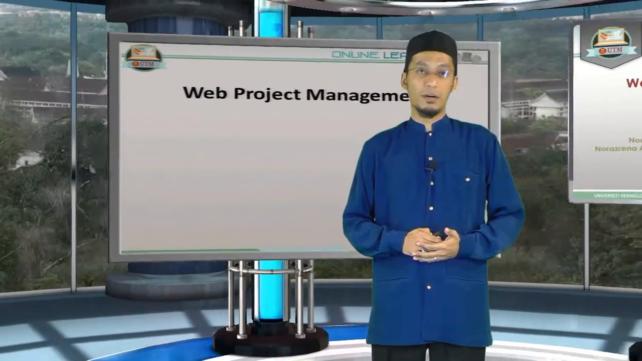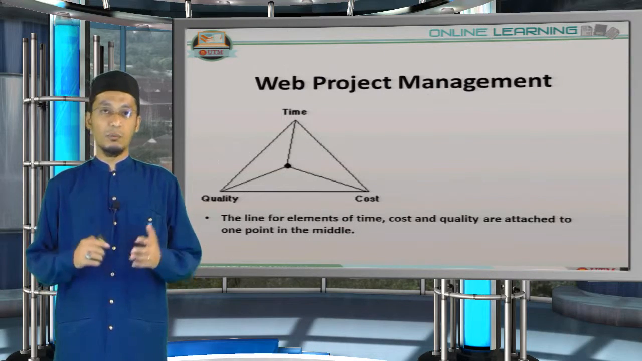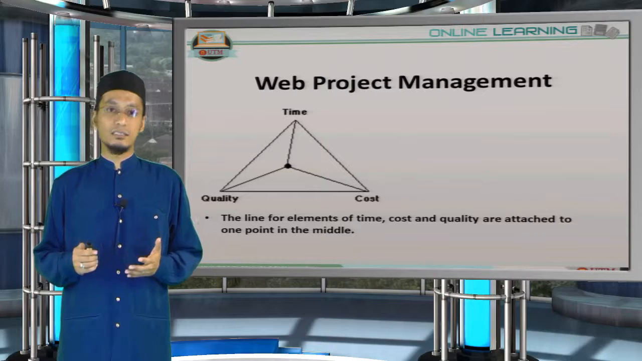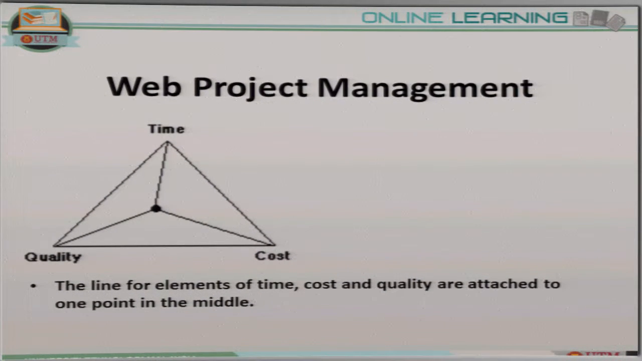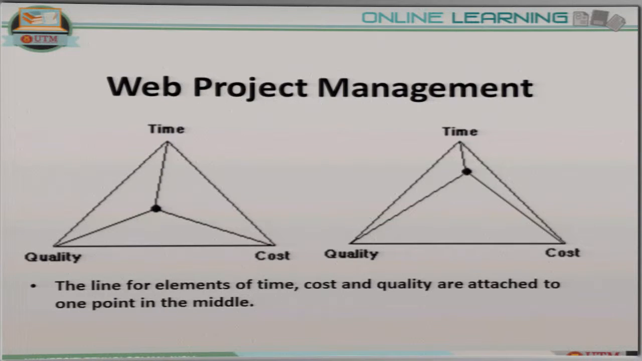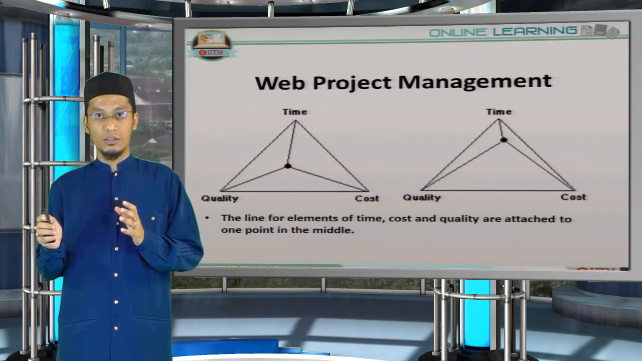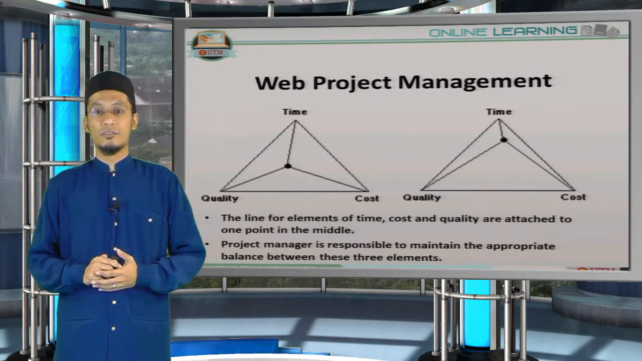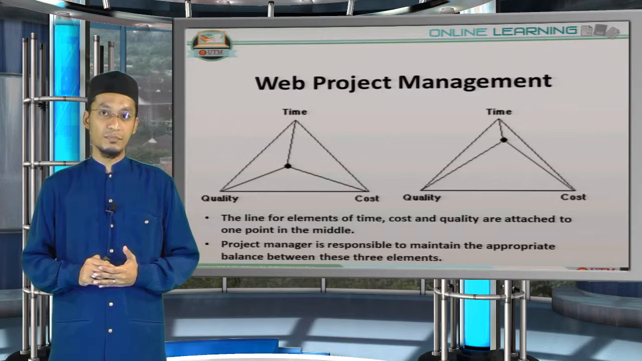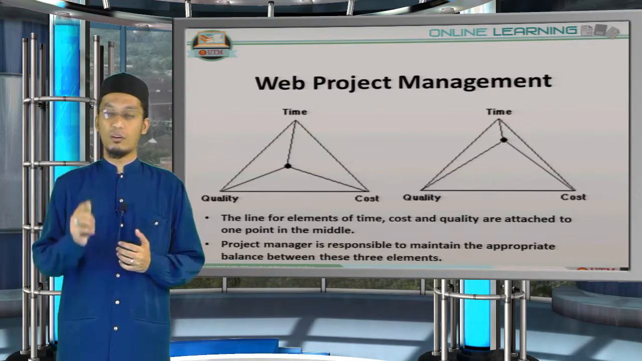Okay, for slide number 1, about web project management. As you can see, a web project consists of elements: time, quality, and cost. And those 3 elements are attached to one point in the middle, as you can see in the diagram. As a project manager, you should be able to manage the 3 elements in a web project, that is time, quality, and cost. If you move the point in the middle towards time, meaning that you are trying to reduce the time of the web development, you will subsequently increase the quality and cost of the development. So, it is the responsibility of the project manager to attain or maintain the appropriate balance between all 3 elements.